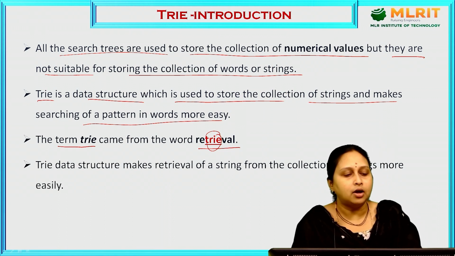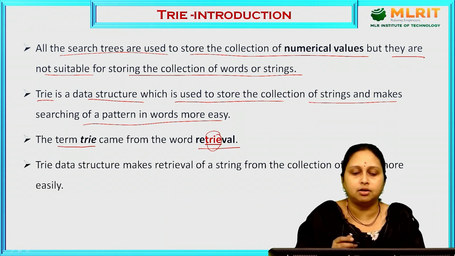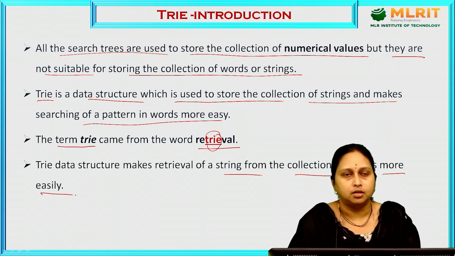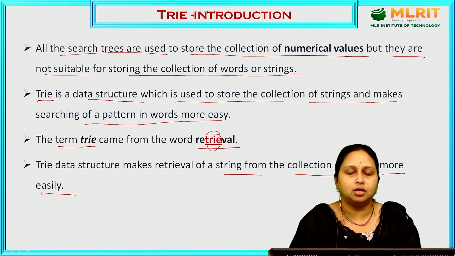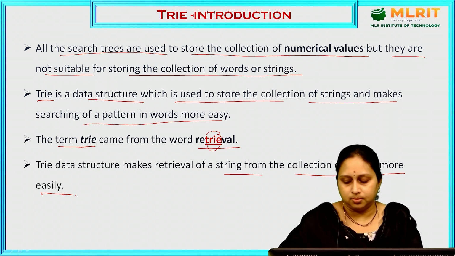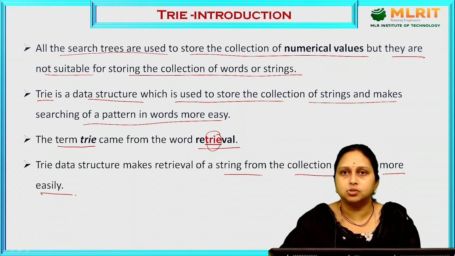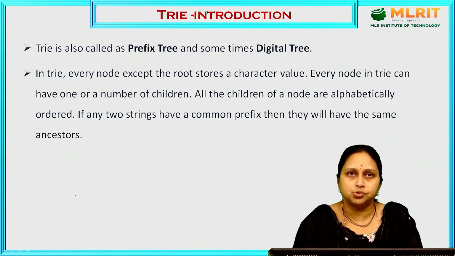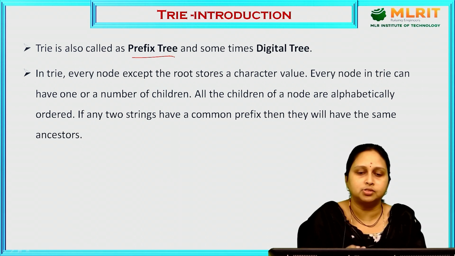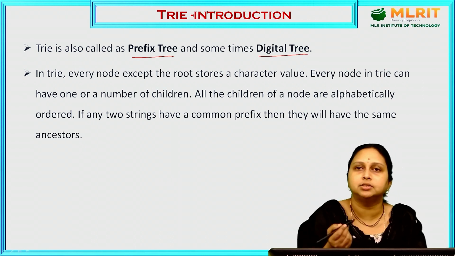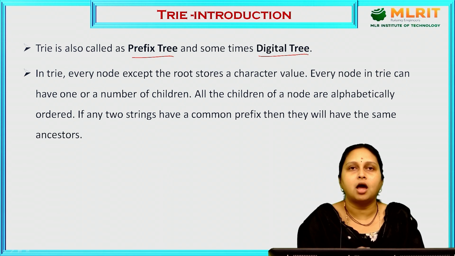This TRIE data structure makes retrieval of a string from a collection of strings easier. More easily, we can retrieve whether a string is present in the text or not. Now, TRIE is also called a prefix tree, or sometimes a digital tree. And how are we going to construct this prefix tree or digital tree?